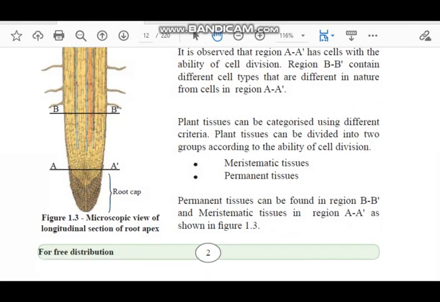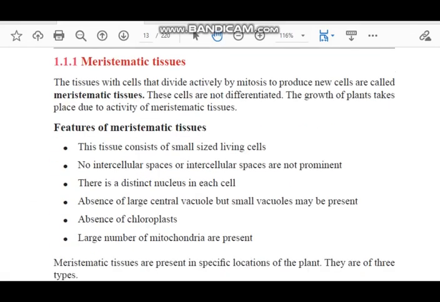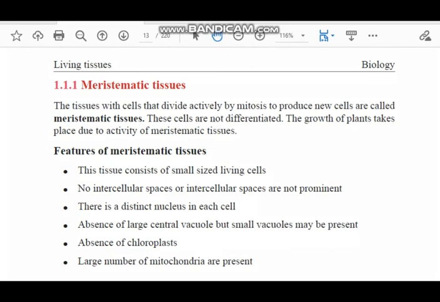Now we will study each of these tissues. Now meristematic tissues. Here they have given the definition of a meristematic tissue. The tissues with cells that divide actively by mitosis to produce new cells are called meristematic tissues. So these tissues have the ability of cell division but they are not differentiated. The growth of the plant occurs due to the meristematic tissues because they only have the ability for cell division. Now here they have given the features of meristematic tissues. They are small sized living cells.